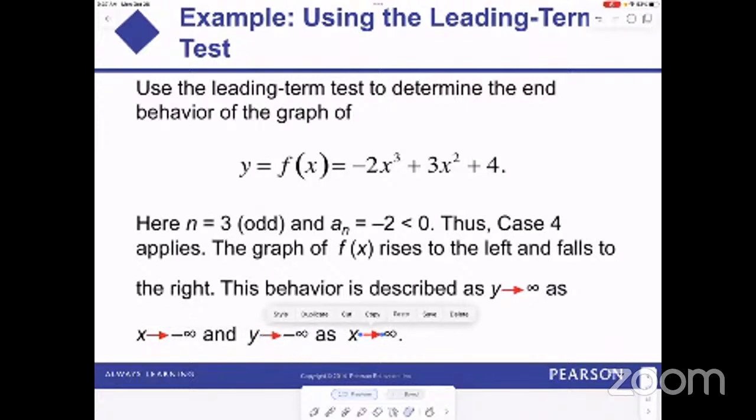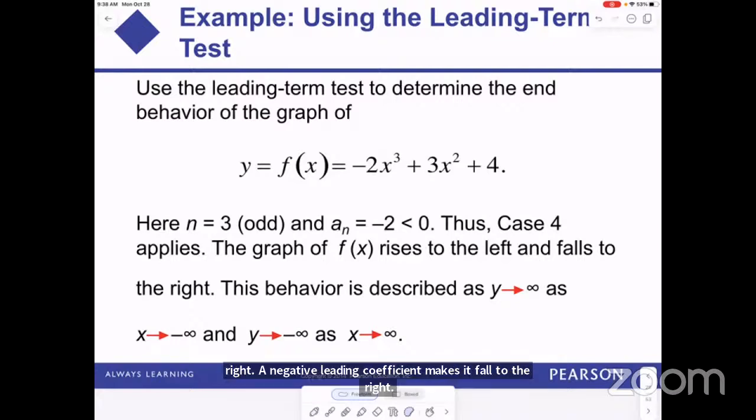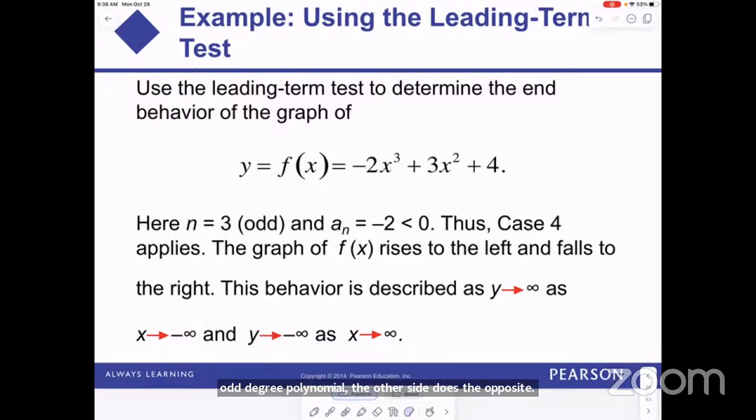So that's really what this is supposed to be. Use the leading term test to determine the end behavior. Here, the degree of our polynomial is 3, which is odd. The leading coefficient is negative, so we're working with case 4. The graph of f rises to the left and falls to the right. A negative leading coefficient makes it fall to the right. With an odd degree polynomial, the other side does the opposite, so it should rise to the left. So as we go out to the far left, y tends to positive infinity as x goes to negative infinity. Y tends to negative infinity as x goes to positive infinity.